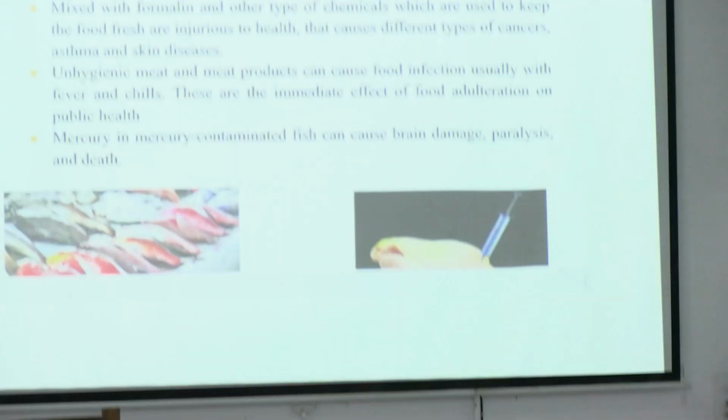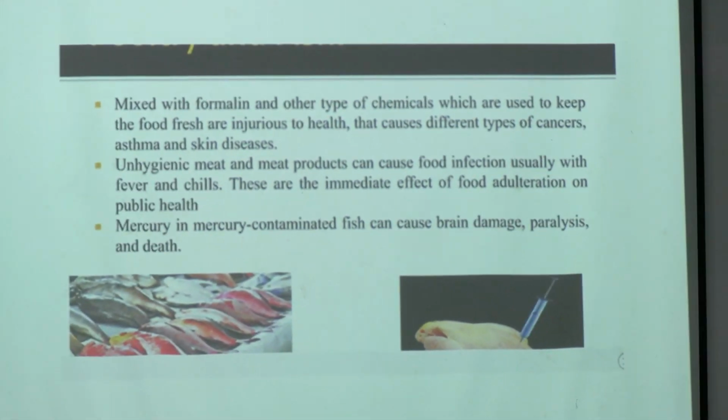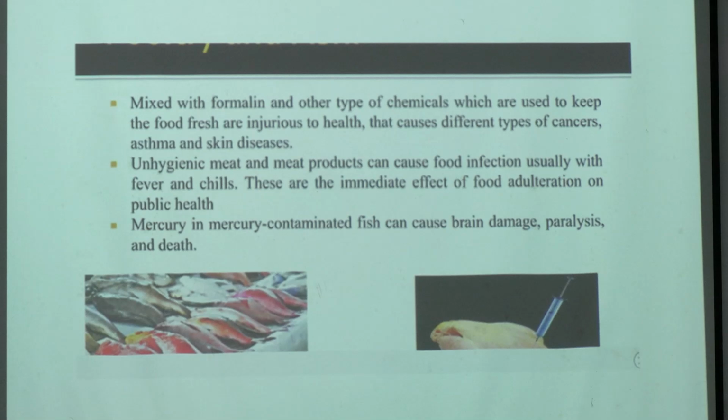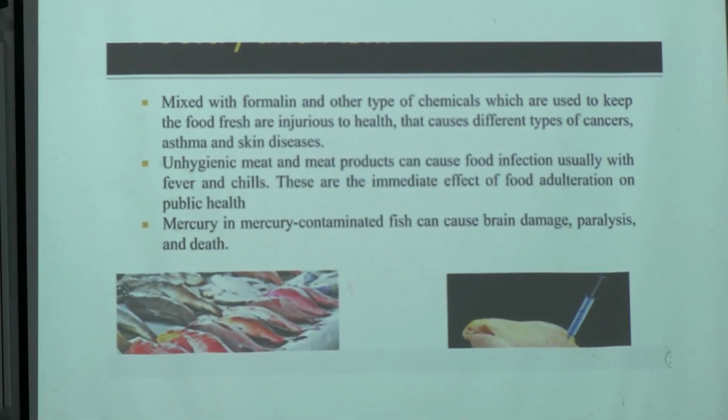Unhygienic meat also can cause food infection with fever and chills. And mercury contaminated fish can cause brain damage, paralysis and death. So even in the raw food, we can have toxins.